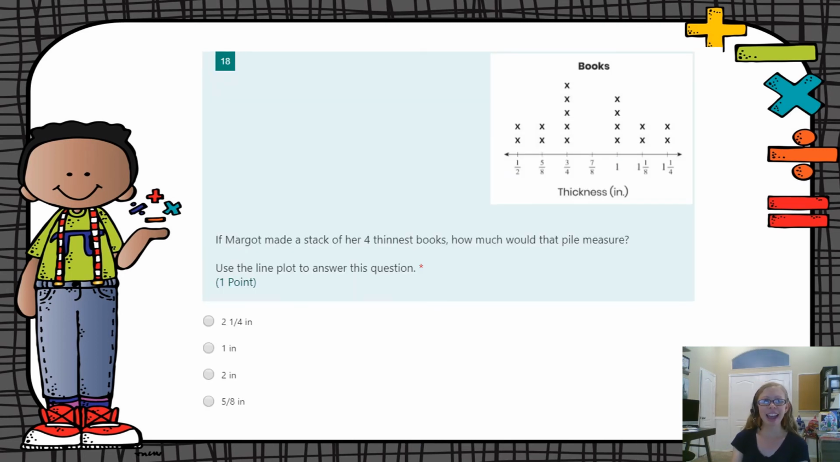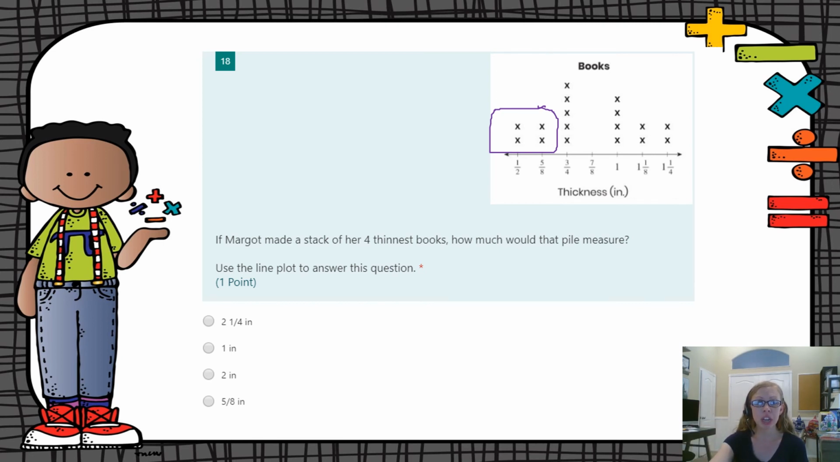Let's take a look at number 18. This one includes a line plot. This line plot is about books and their thickness in inches. So if Margot made a stack of her 4 thinnest books, how much would that pile measure? Well, the thin books are over here on this end of my line plot. And I'm going to box up those 4 X's because each X stands for 1 book.